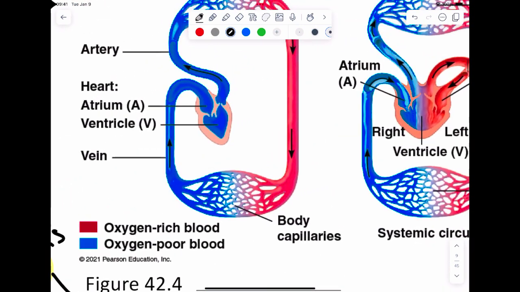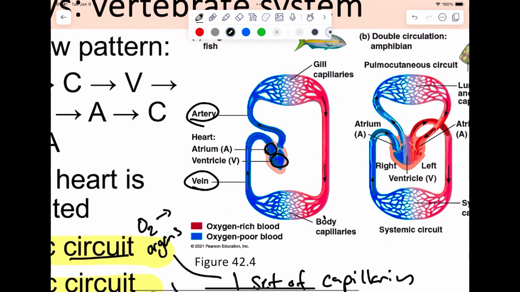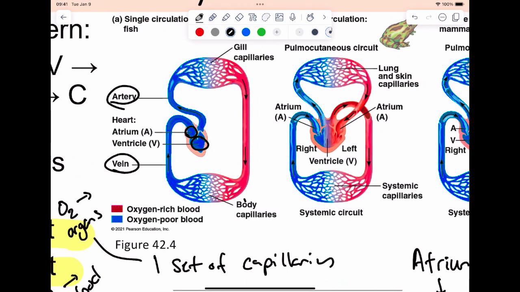So if I look at a fish, that's exactly what I see. I go from an atrium to a ventricle to an artery to a vein. Here, it turns out we only need one atrium and one ventricle. An atrium is the receiving chamber. The ventricle is the pumping chamber.